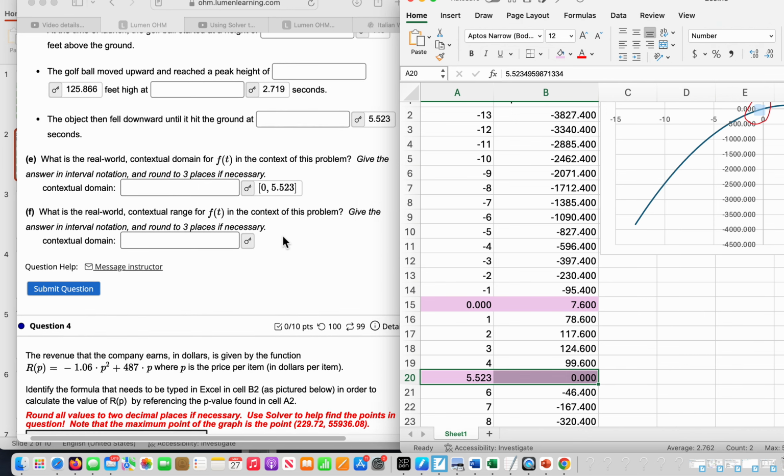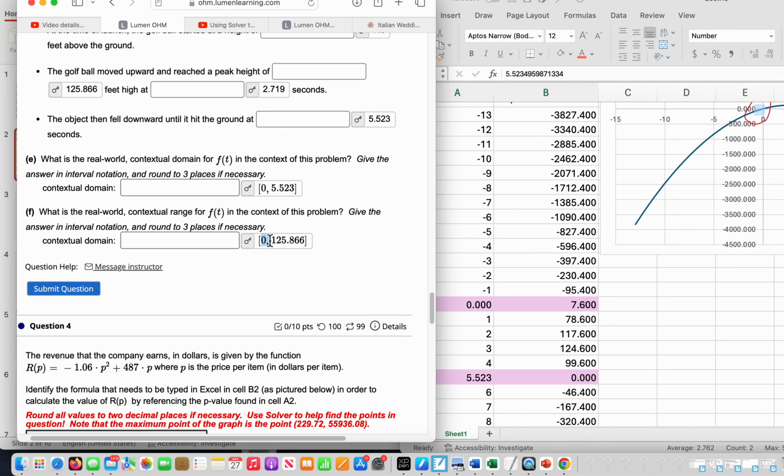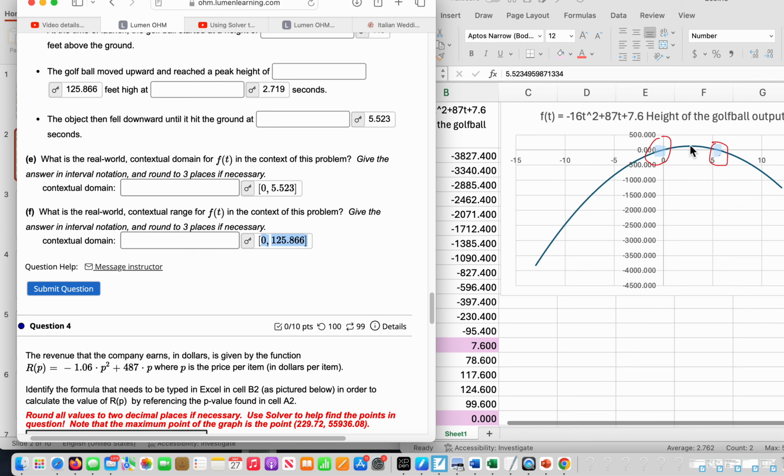So then let's take a look here. It said the real-world contextual range. The range refers to the outputs. This wants to know what is the real-world range or height of our golf ball. Okay, so in this case, the real-world range could be that it's 0 feet in the air all the way up to the maximum height up here, 125.866 feet.